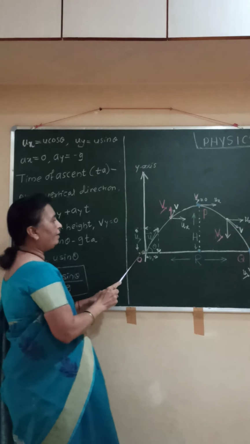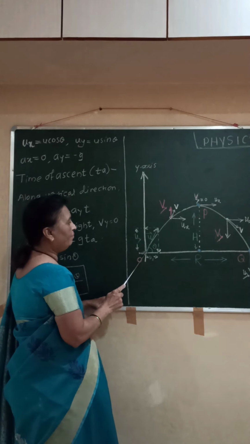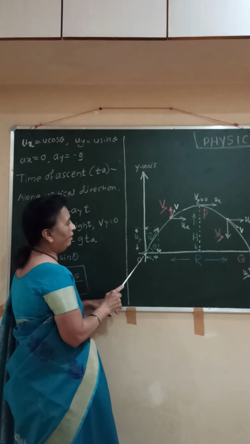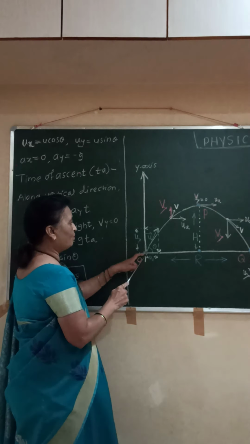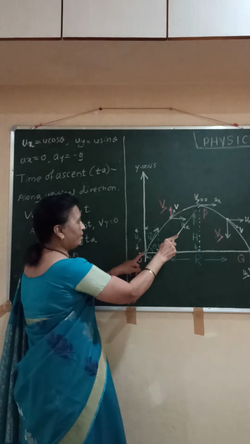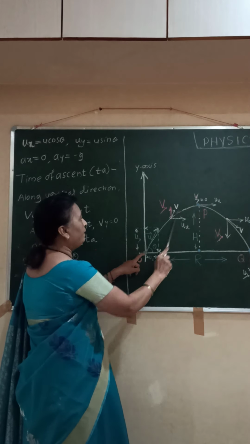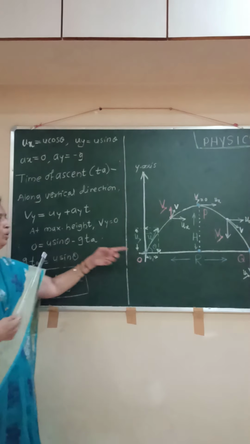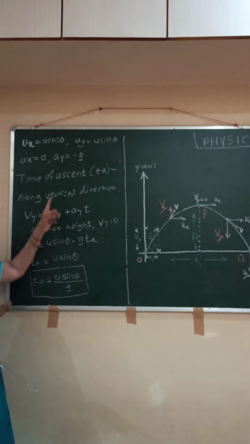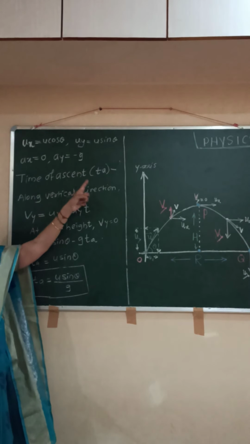So we have to find this time, that means the time taken by the projectile to move from the point of projection to the highest point, that means the peak point, this path OP. To cover this path, how much time the projectile has taken, that is called the time of ascent.